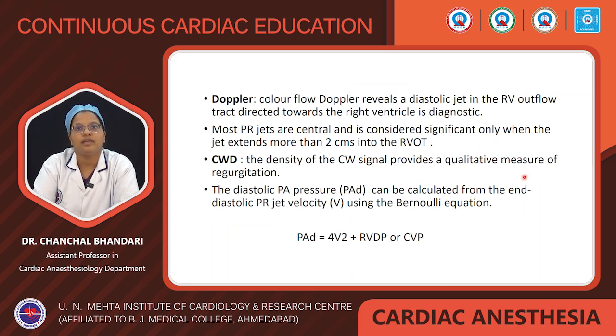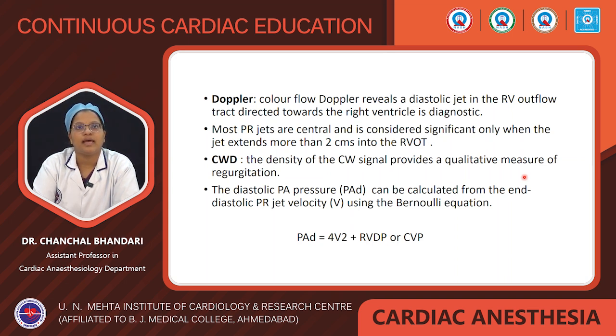On color flow Doppler, a diastolic jet in the right ventricular outflow tract which is directed towards the right ventricle is diagnostic of pulmonary regurgitation. Most PR jets are central because most of the time the cause is pulmonary hypertension, and it is considered significant only when the jet extends more than 2 centimeters into the right ventricular outflow tract. On continuous wave Doppler, the density of the signal provides a qualitative measure of regurgitation.